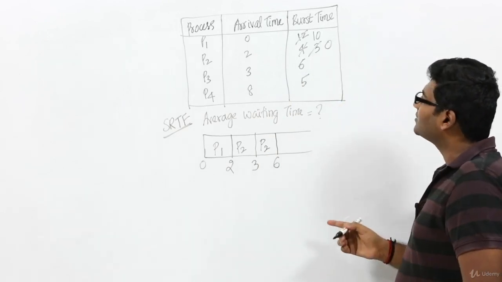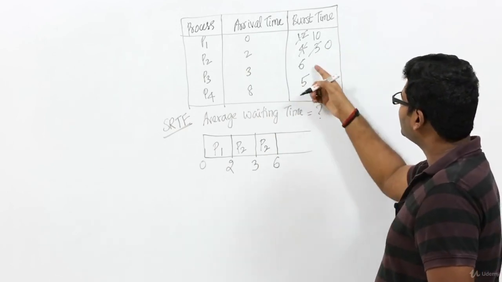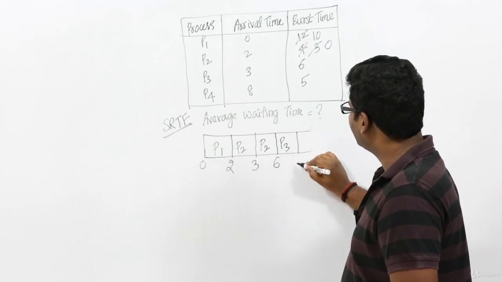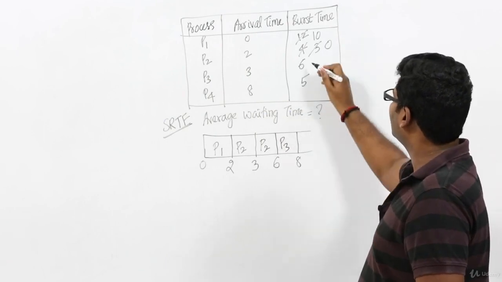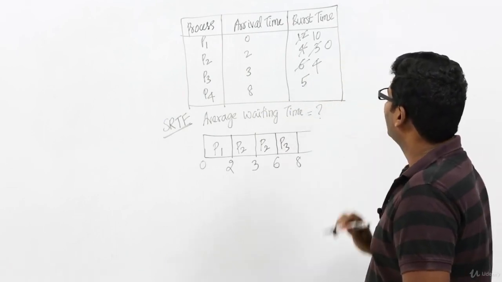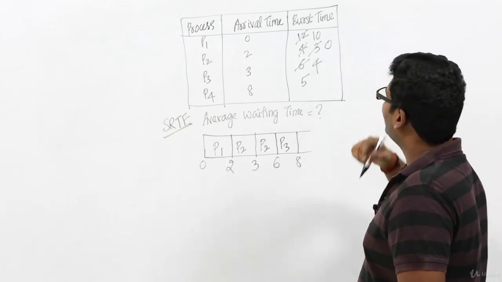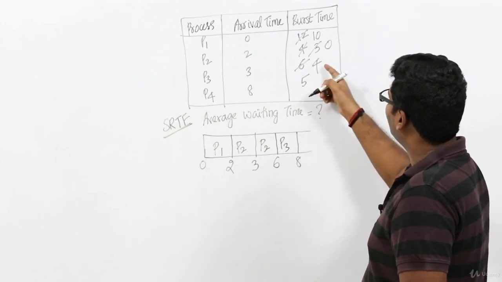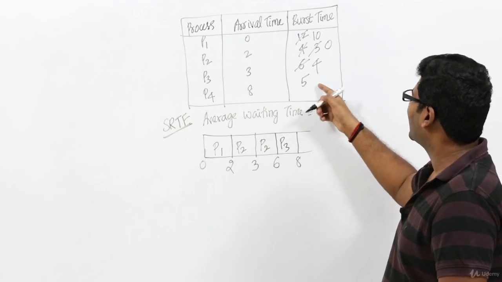Now at time unit 6, we have only P1 and P3 inside the RAM, out of which P3 has the highest priority. So P3 will continue at least till 8. If it continues till 8, then its remaining time becomes 4. Now we have P1, P3 and P4 inside the RAM, out of which the process with the highest priority is P3. See, right now all the processes have arrived to the RAM.